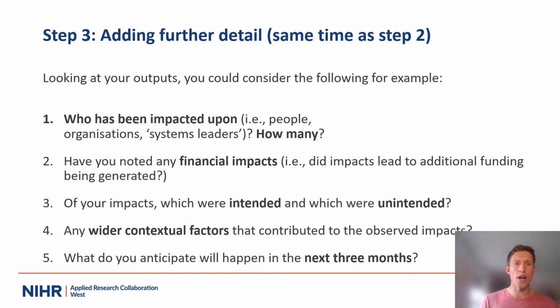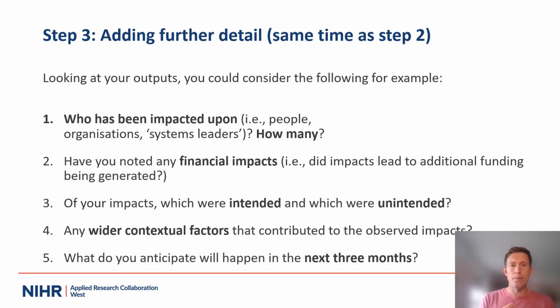What are the organisations that have been involved? How many people might have been involved? If it's, say, a physical activity initiative, how many people may have been reached or influenced by that initiative? So we can start to get some numbers in these outputs as well. Were there any financial impacts? Were any new funds brought in as a product of some of the work that's been done?